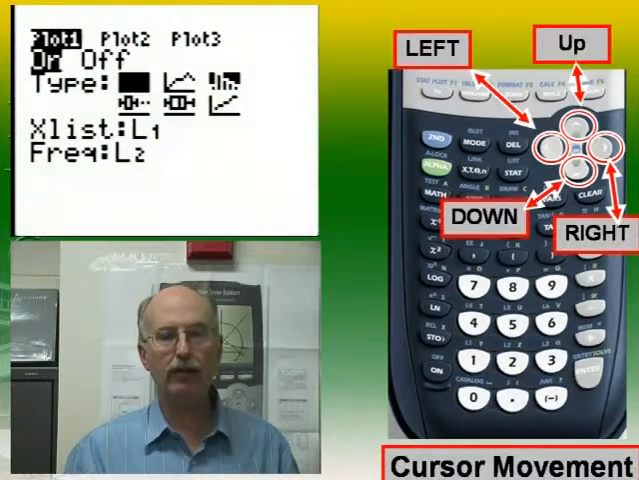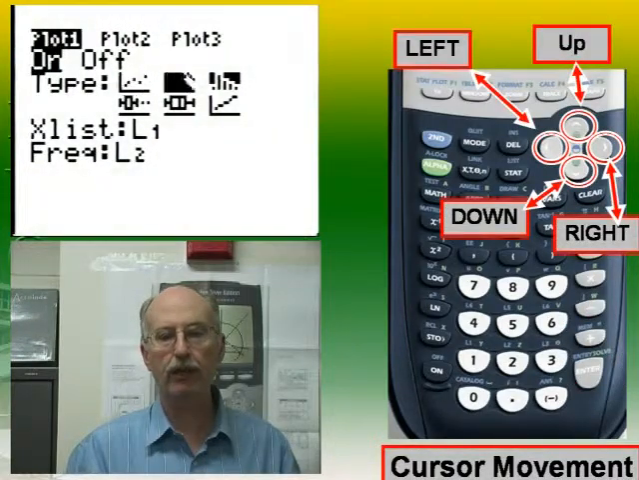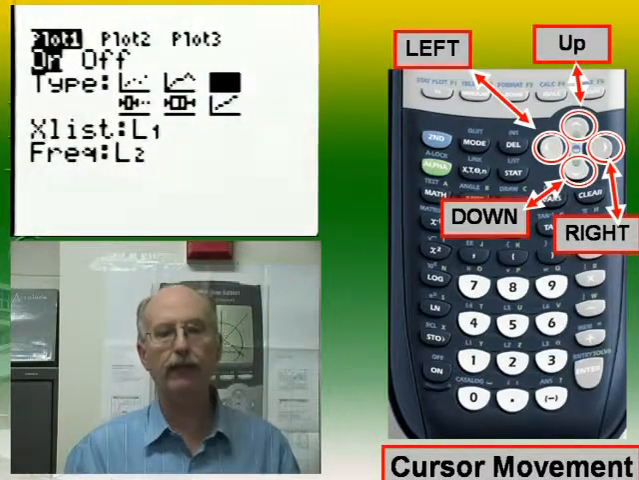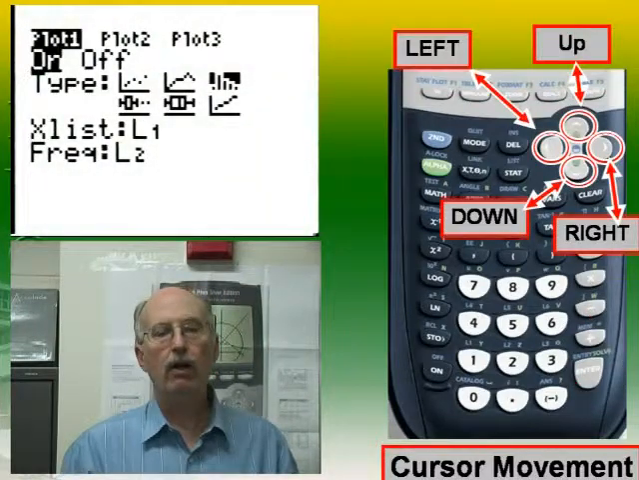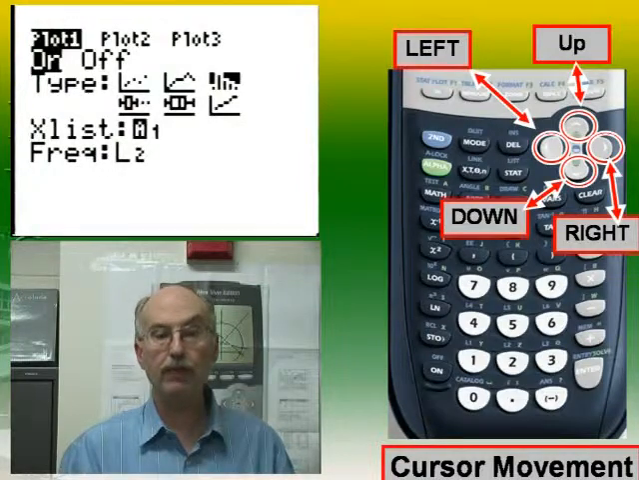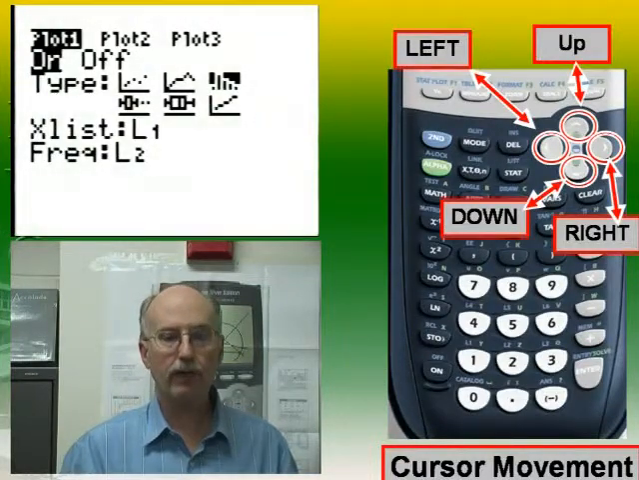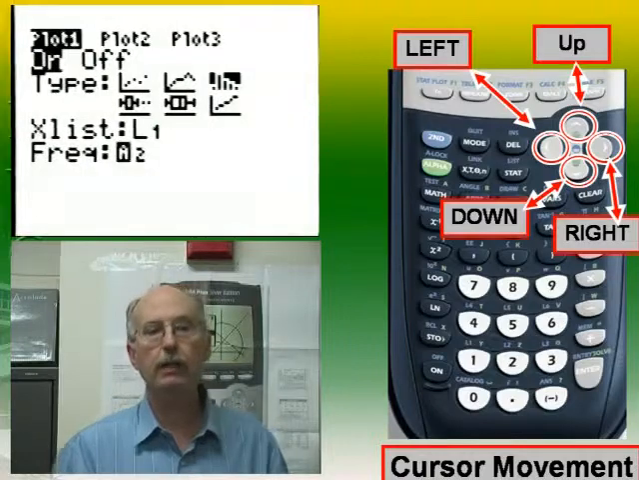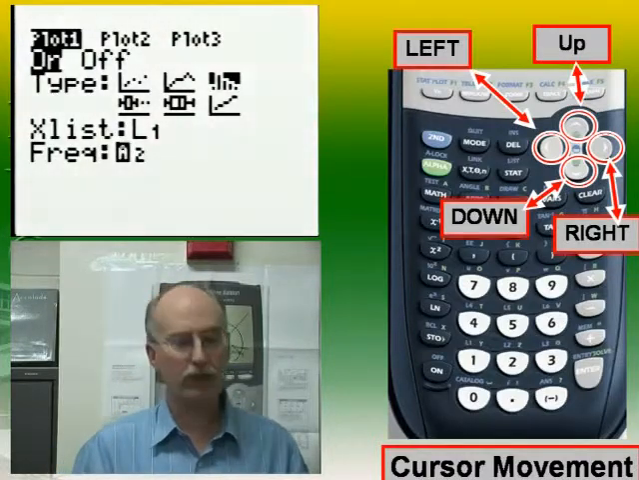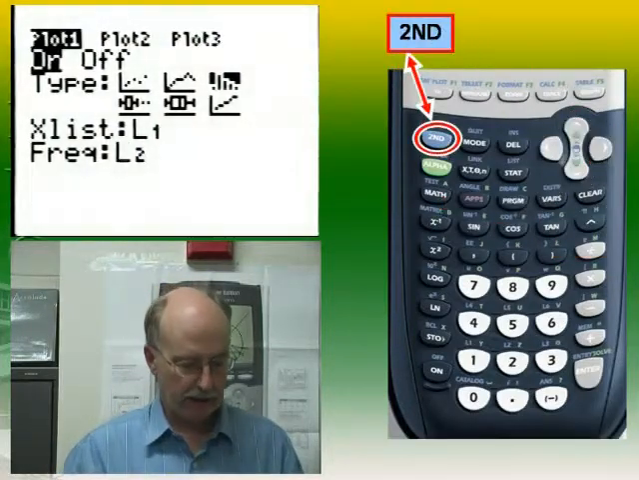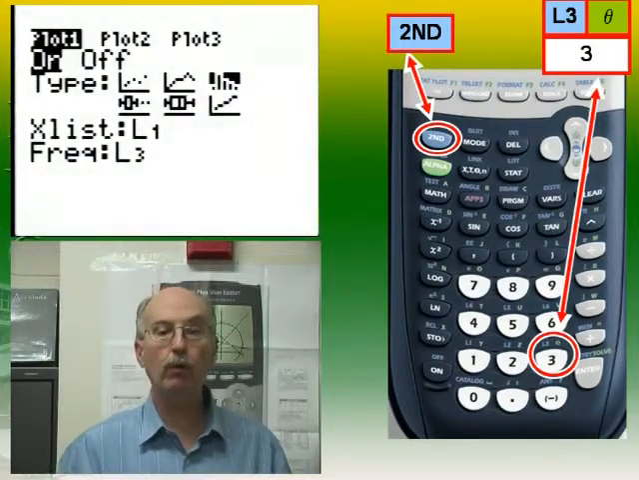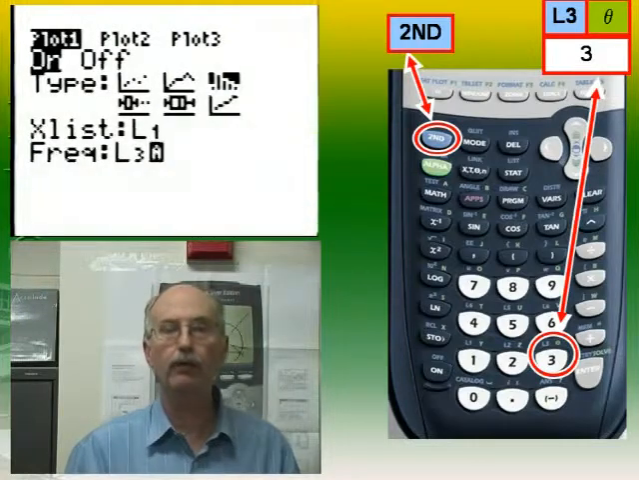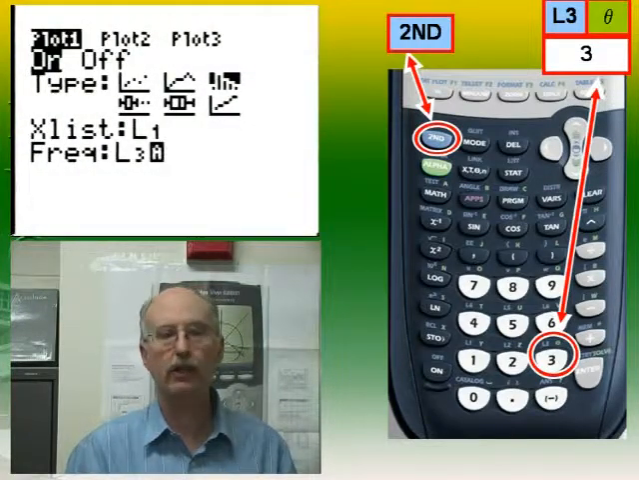We're going to scroll down to type, and I've already set up for a histogram, which is right over there. We'll hit enter there. Now, in our X list is the number of successes. Well, the number of successes is in L1, so that's great. But the frequency should be the probability, and our probability is in list 3. So we're going to hit second L3, and that's where our frequency is. Now before we left the frequency equal to the number 1 because we had all the data just in list 1, but for this particular thing we're going to use our frequency as L3.